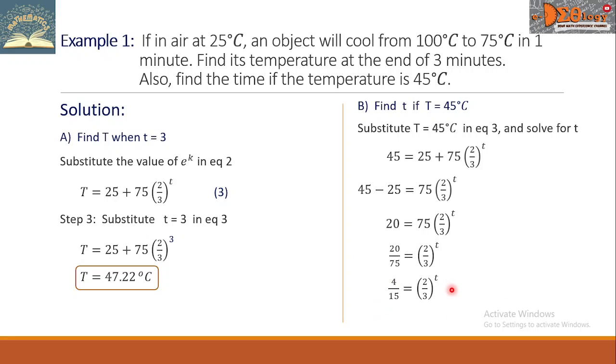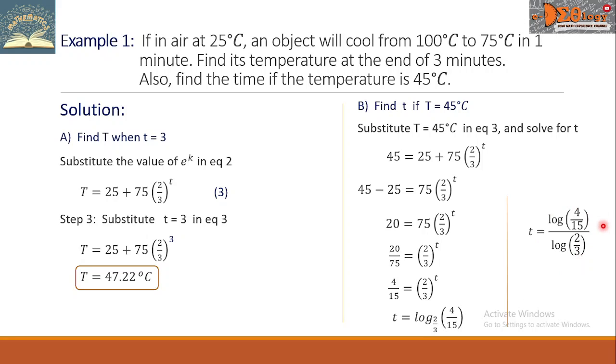Take note of this equation. It is in exponential form that we can write as logarithmic form, which means that t is equal to the log of the quantity 4 over 15 to the base 2 over 3. Using our rule for the logarithm, we can express this as t equals log of 4 over 15 divided by log of 2 over 3.